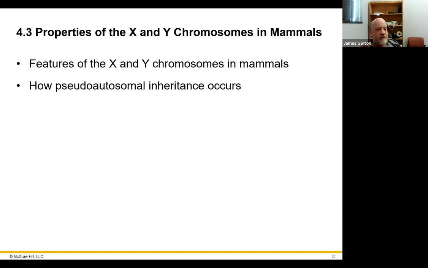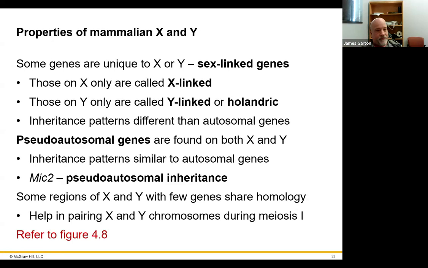The mammalian X and Y chromosome have different features. And there is such a thing called pseudo autosomal inheritance. And they say some genes are unique to the X or the Y chromosome. And we usually don't care about the Y linked genes. There's not a whole lot of genetic information on the Y chromosome that's of any use. And so we say any gene that's on chromosome X or Y is sex linked. And those genes that are on the X are called X linked, and those that are on the Y are called Y linked.